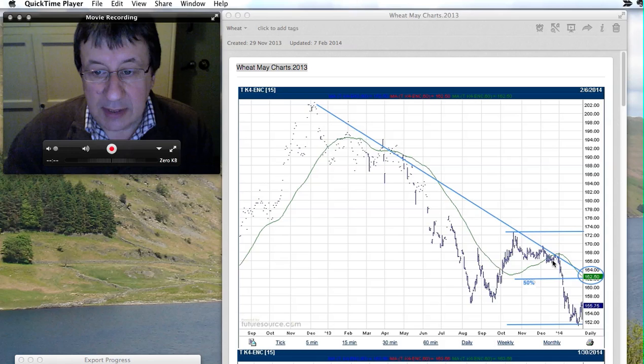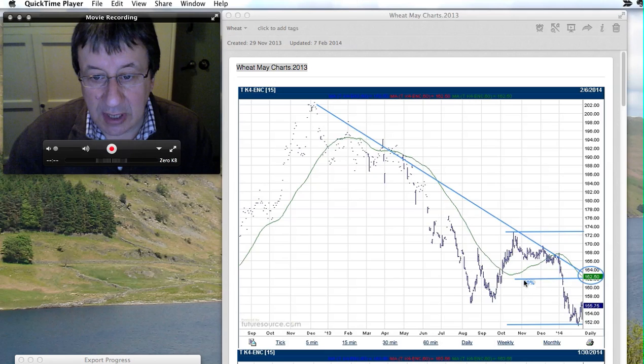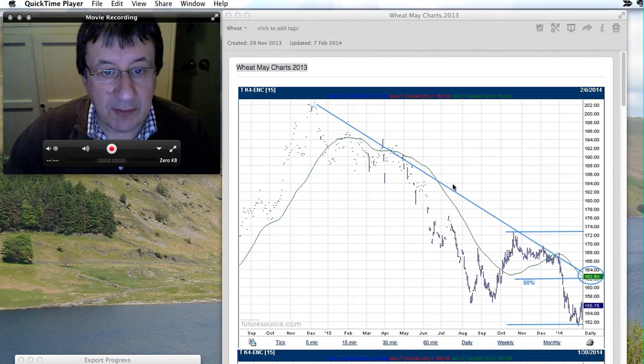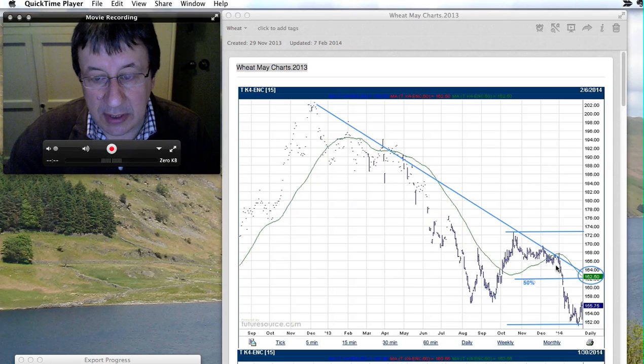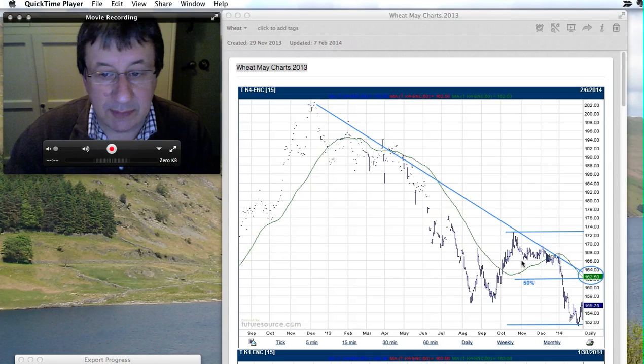It's a bit more easy now because obviously we can see a high and we can see a low, and then we can mark on here Fibonacci retracements, and I've got the 50% marked here at 162. As of last week, I've been running a 60-day moving average, which is the green line here over all the charts, and I've done the same this morning.